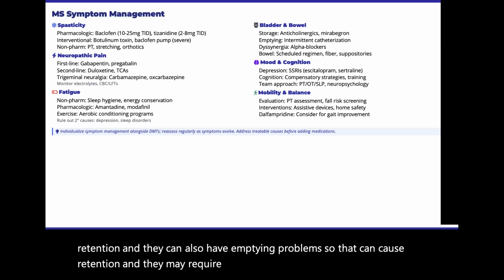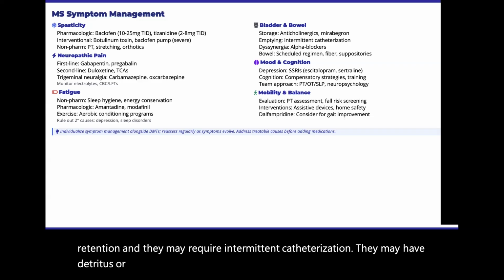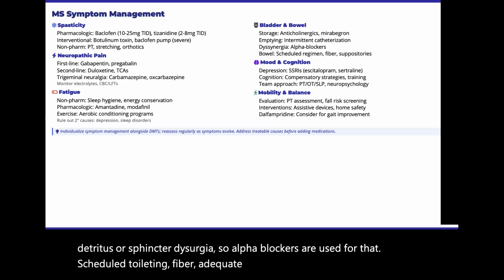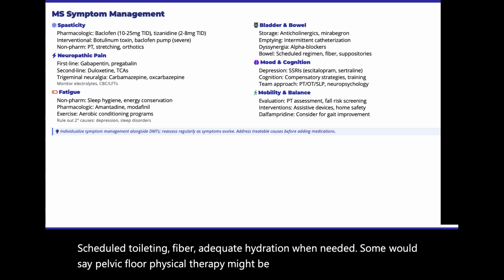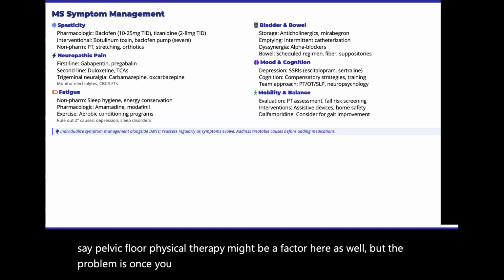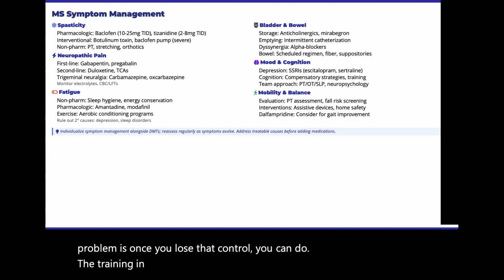They may have detrusor sphincter dyssynergia. So alpha blockers are used for that. Scheduled toileting, fiber, and adequate hydration when needed. Some would say pelvic floor physical therapy might be a factor here as well, but the problem is once you lose that control, you can do all the training in the world. The muscle has no innervation, you're not coordinated.